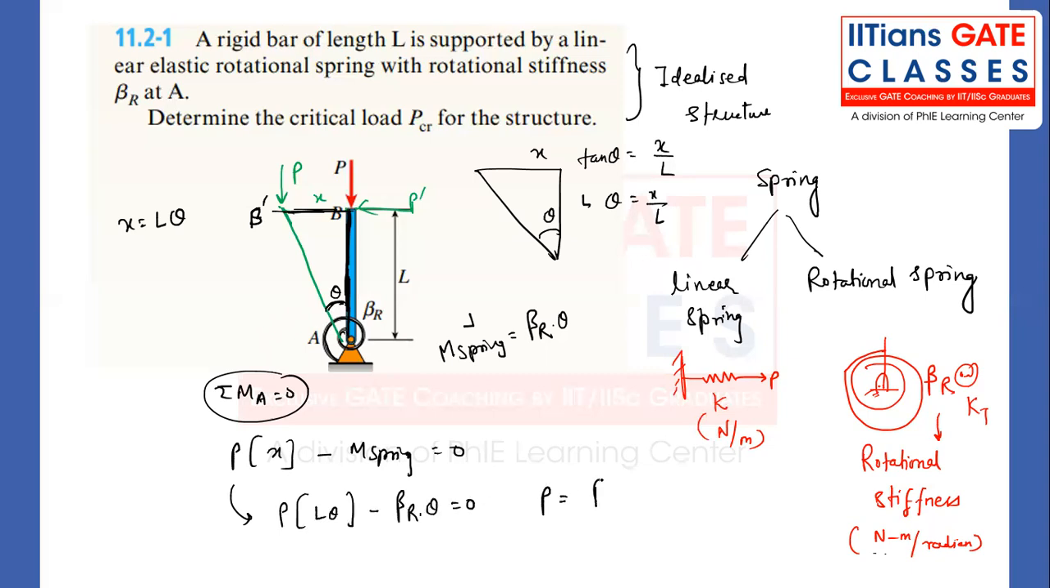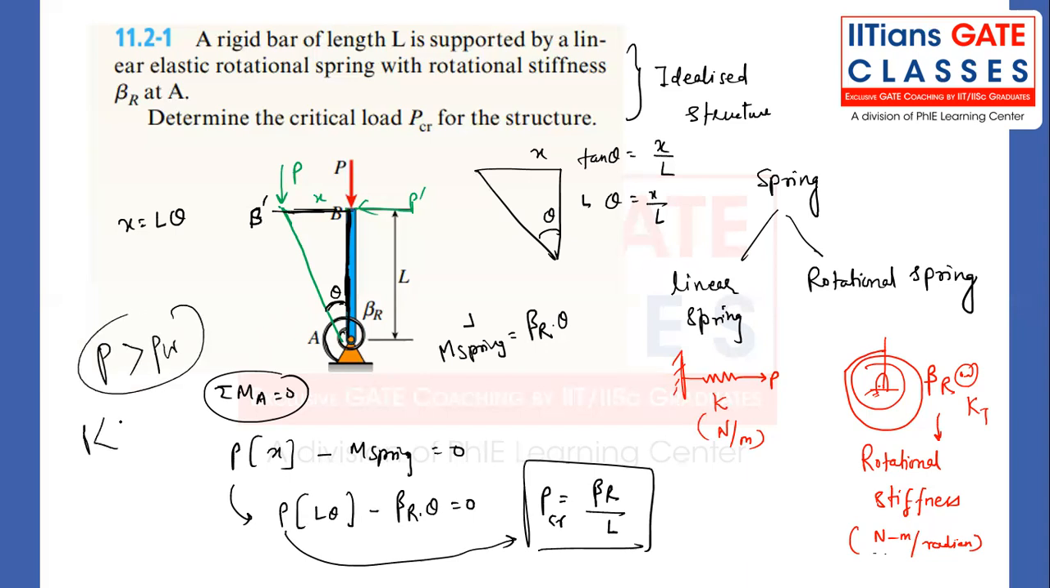So what you are observing? P is nothing but beta R divided by L. That will become the critical load. We are just maintaining the neutral condition, where it is not deflecting further, nor is it coming back. It is just at the neutral condition and just about to buckle. If P is slightly more than PCR, it will buckle. If P is less than PCR, it will come back to its original position. Getting my point? So this will be the answer: beta R divided by L. Right?